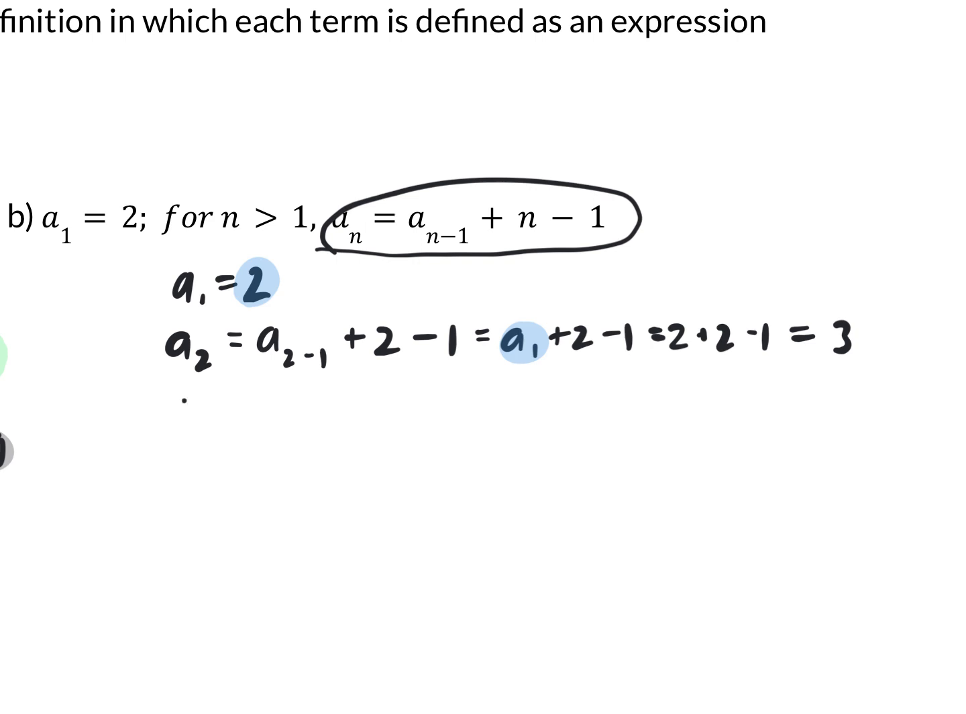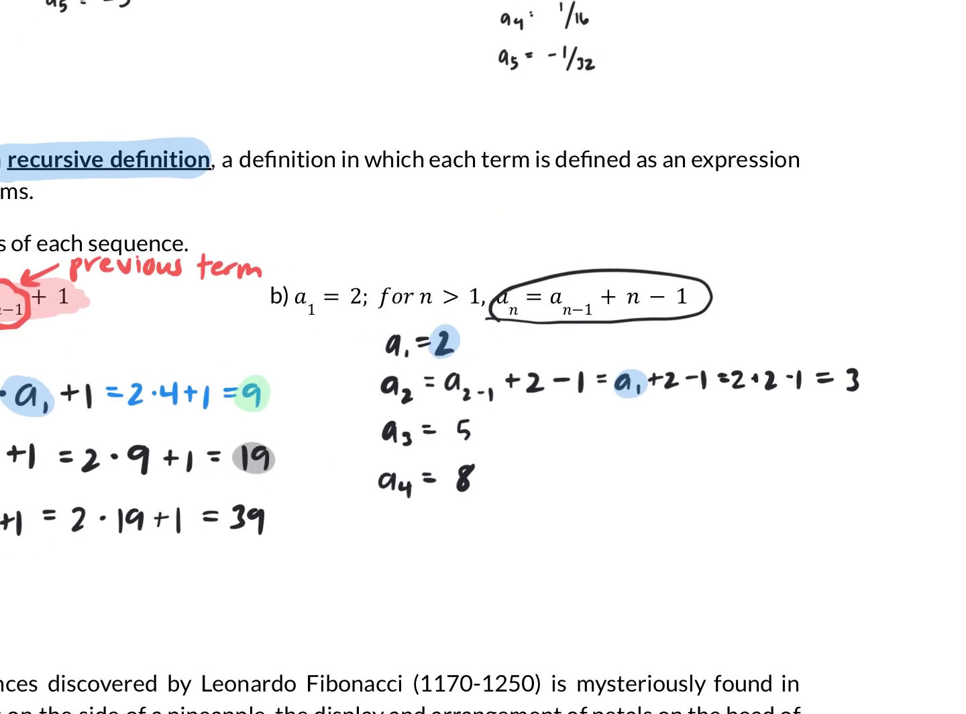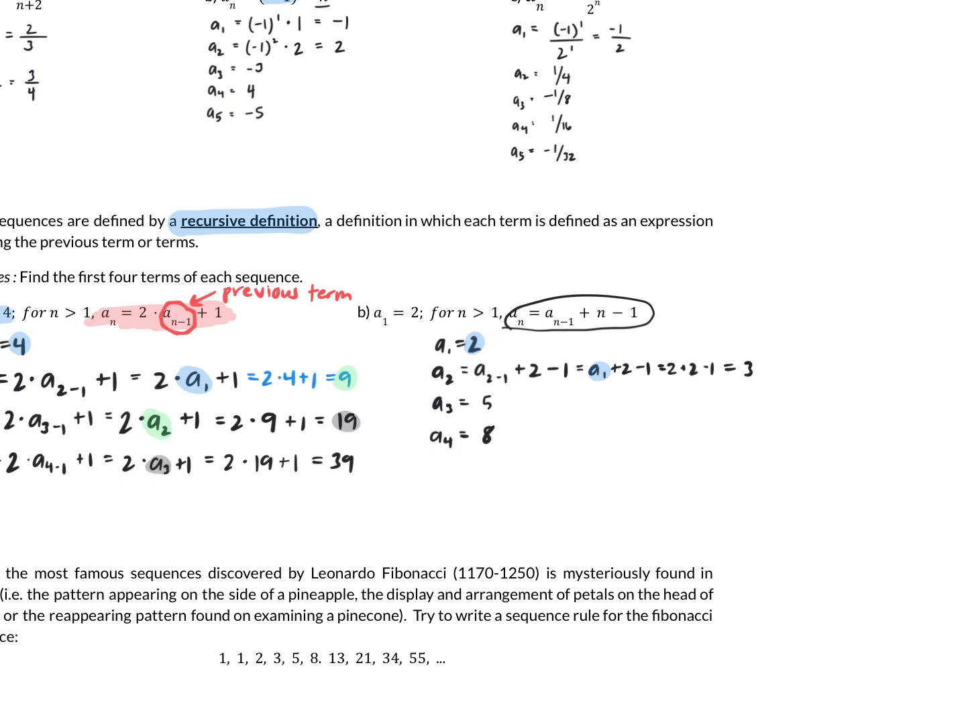Go ahead and find the third and the fourth term of this sequence. If you're not sure, ask your neighbor or ask me and I can help you. Did we all get 5 and 8? Yes. Perfect. So that is some examples of recursive sequences, using a recursive definition to figure out what our terms are going to be in our sequence.